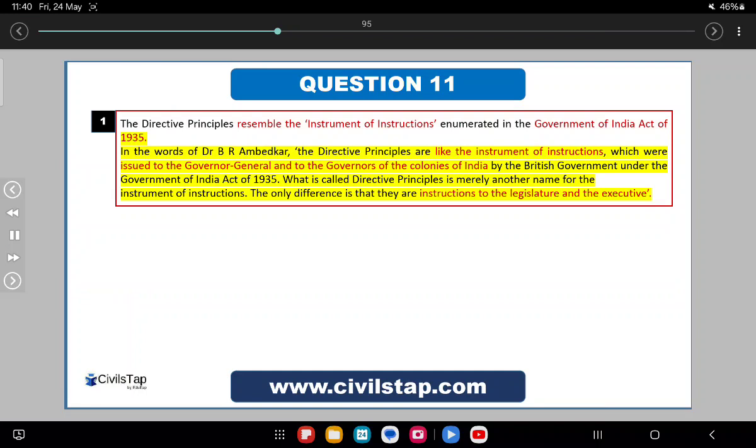Ambedkar said the directive principles are like the instrument of instructions which were issued to the Governor-General and to the governors of the colonies of India by the British government under the Government of India Act of 1935. What is called directive principles is merely another name for the instrument of instructions. The only difference is that they are instructions to the legislature and the executive.